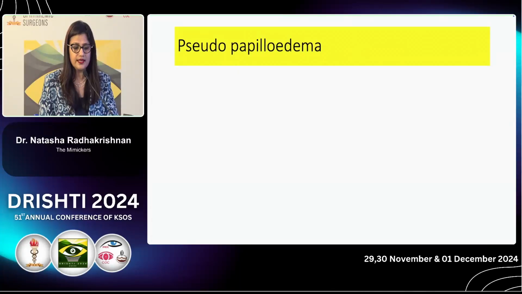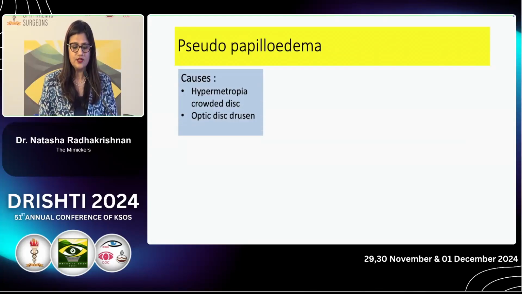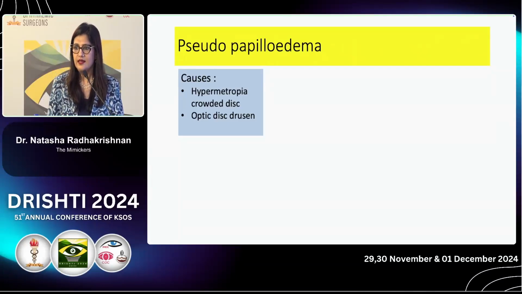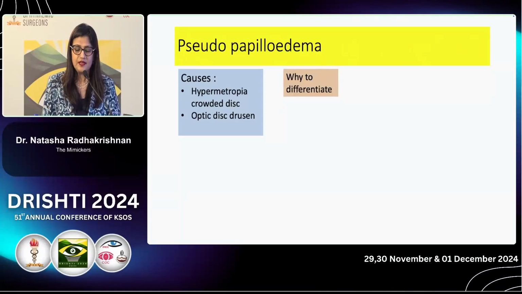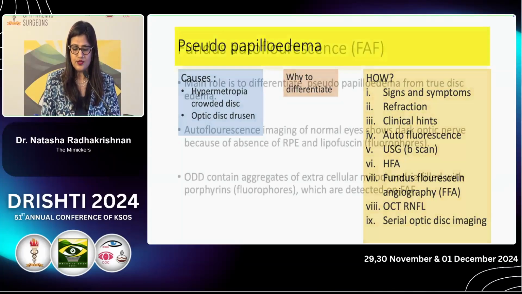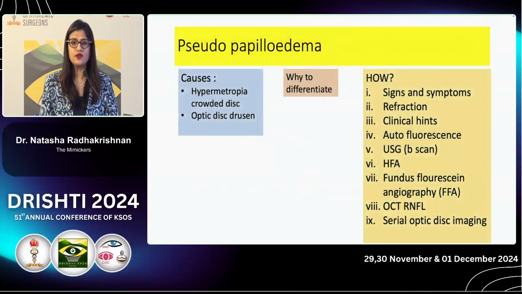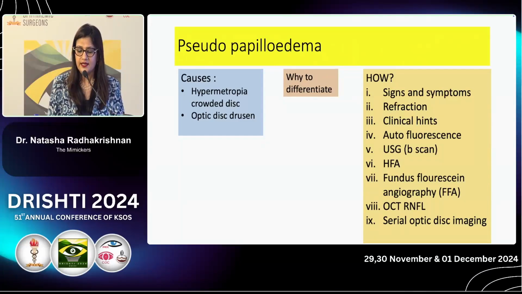The most important thing that we need to distinguish in our clinic usually is pseudopapilledema and papilledema. For that, you have to first look at the refractive error of the patient. Is the patient hypermetropic, which suggests that the disc is just small and crowded, or is it an optic disc drusen? Why differentiate? Because you will send the patient on a wild goose chase to the neurologist and everywhere else, end up getting an LP and everything, when the patient actually had something that you could have ruled out in your OPD before you sent. So that is the importance of differentiating these conditions.